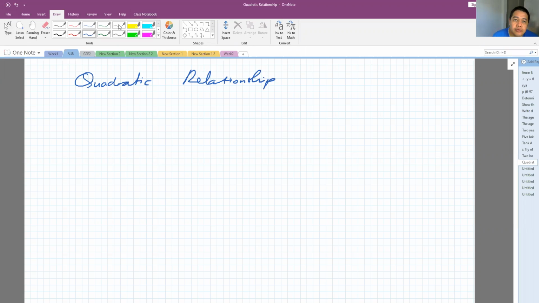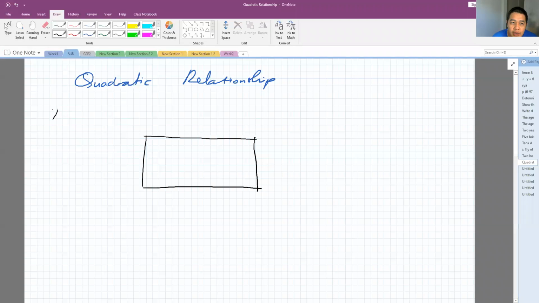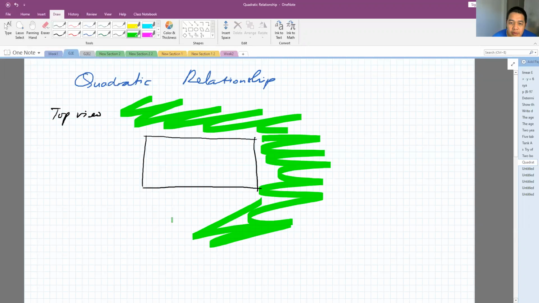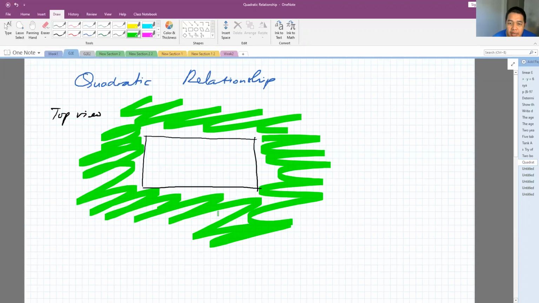So let's suppose we have a house and this is the top view of the house, and surrounding the house we have like a grass area, and we want to create like a small garden at the back of the house. So this is at the back of the house. So we want to create a small garden.